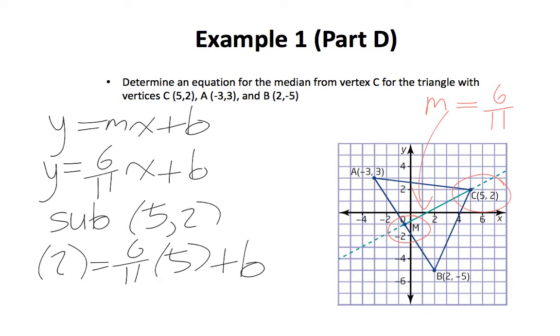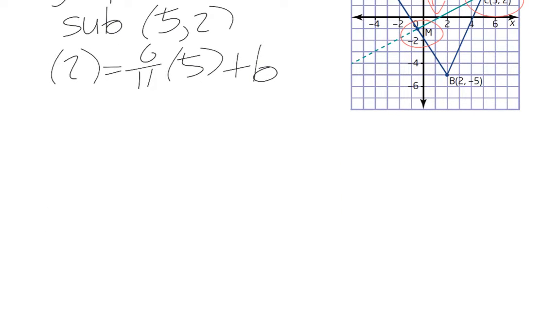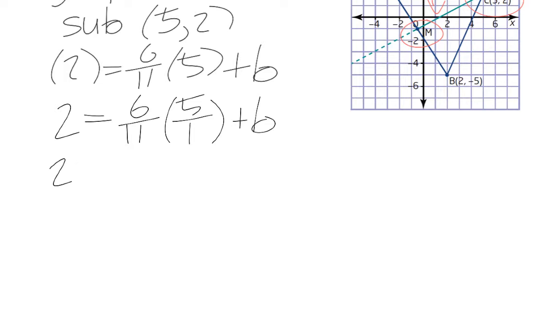At this point, all you need to do is simplify and solve for b. So the 2 stays the same. 6 over 11 multiplied by 5 is really the same thing as this. And like I said, when you're multiplying fractions, you just have to multiply the numerators. So 6 times 5 is 30, and 11 times 1 is 11. Remember, you want to isolate b, but b is stuck with this 30 over 11. To get rid of it, you need to subtract it from both sides of the equation. That's what I'm going to do.